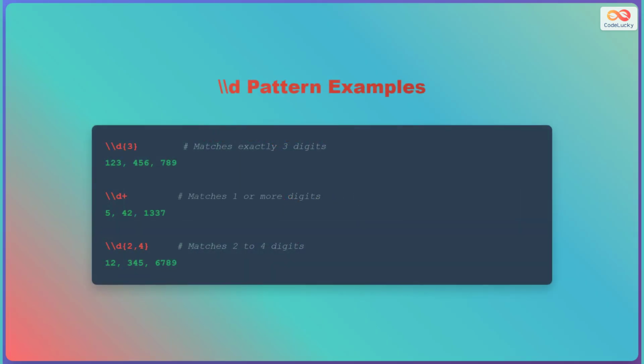Let's see some examples of using \d in regular expressions. The pattern \d{3} matches exactly 3 digits, like 123, 456, 789. The pattern \d+ matches one or more digits like 542, 1337. The pattern \d{2,4} matches 2 to 4 digits, like 12, 345, 6789.